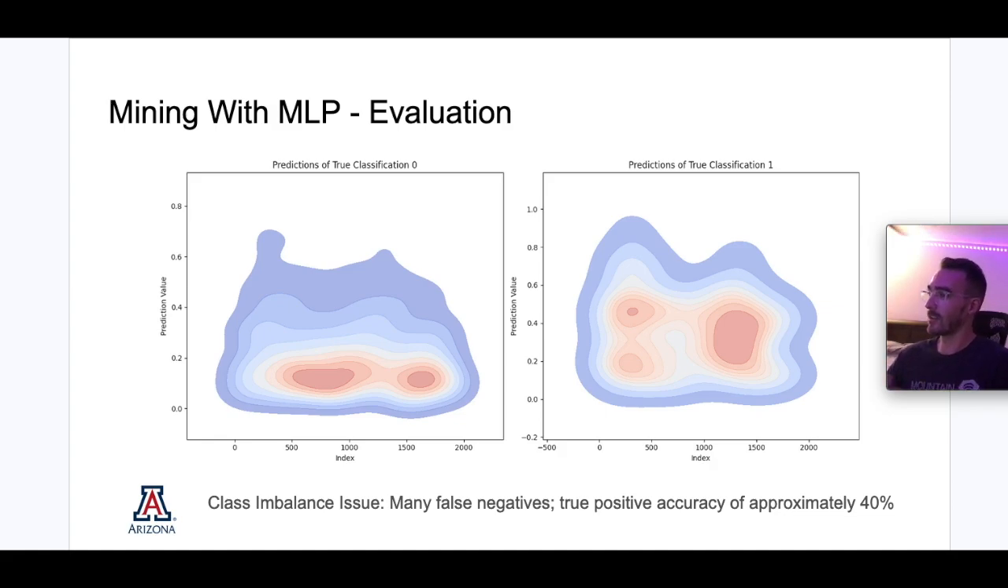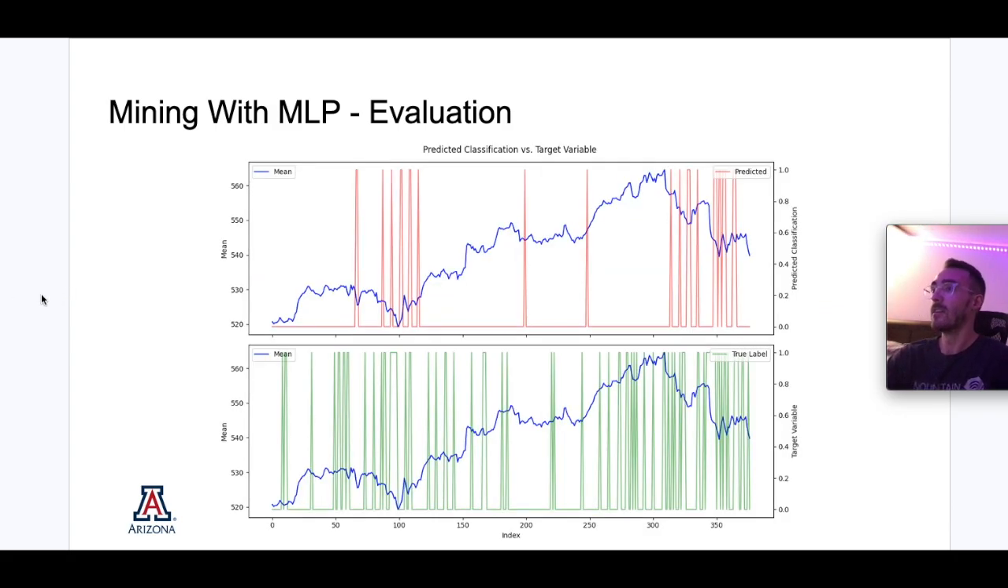But we can see here this is an example of a class imbalance issue, because there tend to be more zeros in the target data set than there are ones, and so this produces many false negatives here, and so the true positive accuracy goes down to approximately 40%. And this is just one of the examples for why we have to go back and evaluate our models so that we can make sure that we're mining the correct data.